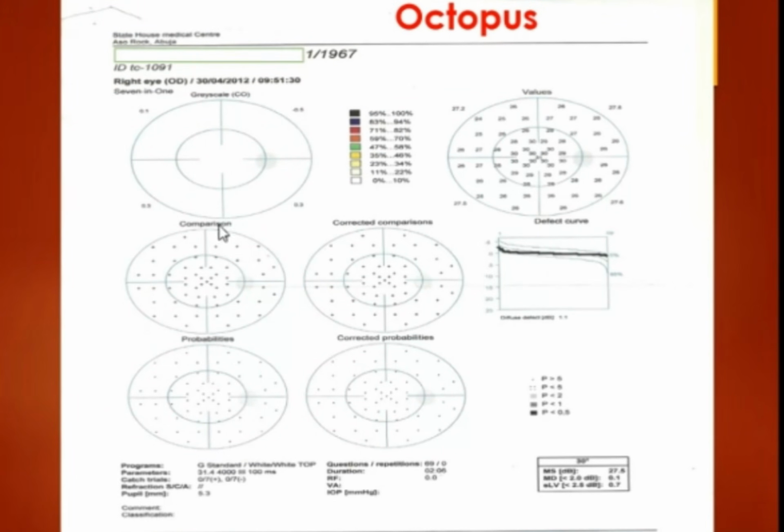Then we also have the comparison. This comparison is called the total deviation for Humphrey. The corrected comparison here is called the pattern deviation for Humphrey. Then these are the probability plots. This probability here is called the total deviation probability plot for Humphrey, and the corrected probability here is called the pattern deviation probability plot. So both of them are saying the same thing, just using different terms.